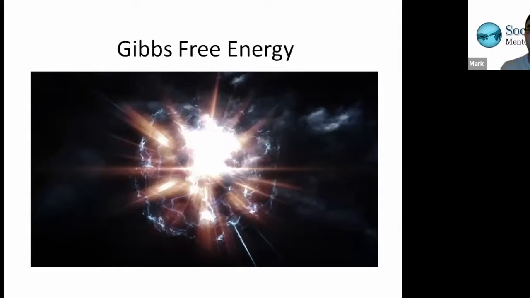Okay. Next, we're moving on to Gibbs free energy. And you see how this is a big energy storm or whatever. That's essentially what Gibbs free energy is: it's the available energy that can do work from a reaction, okay? So if you have a chemical reaction, what Gibbs free energy measures is, when you use that reaction, how much energy does that reaction produce that can actually be used to do something? Again, make an engine work, fridge work, motor, anything like that. Okay.